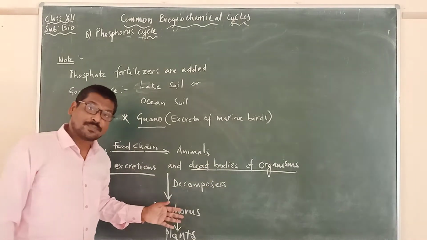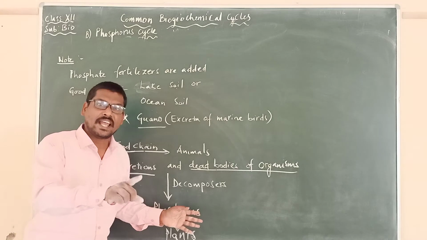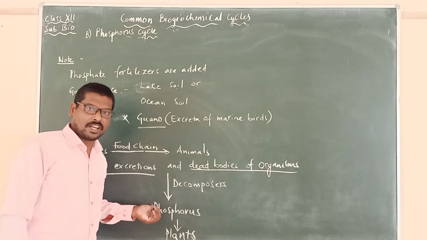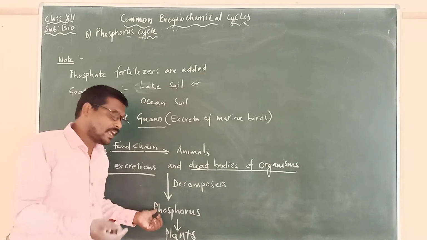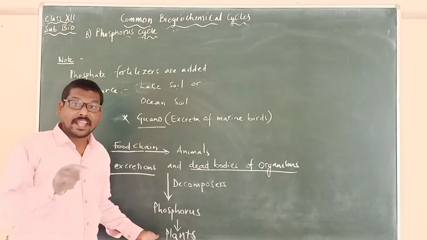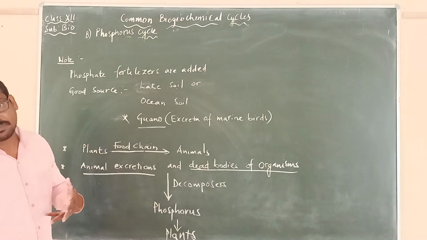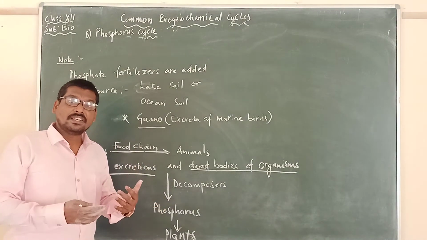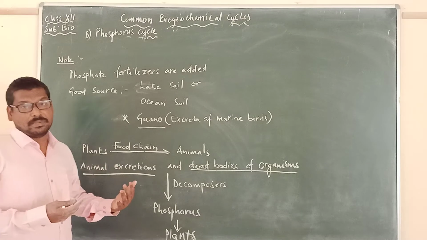Okay, and this phosphorus is again available to the plants. This phosphorus is now present in the soil, so it is easily available for the plants. Again, the plants will be absorbing this phosphorus and converting it into organic form, and then it will be taken up by the animals.